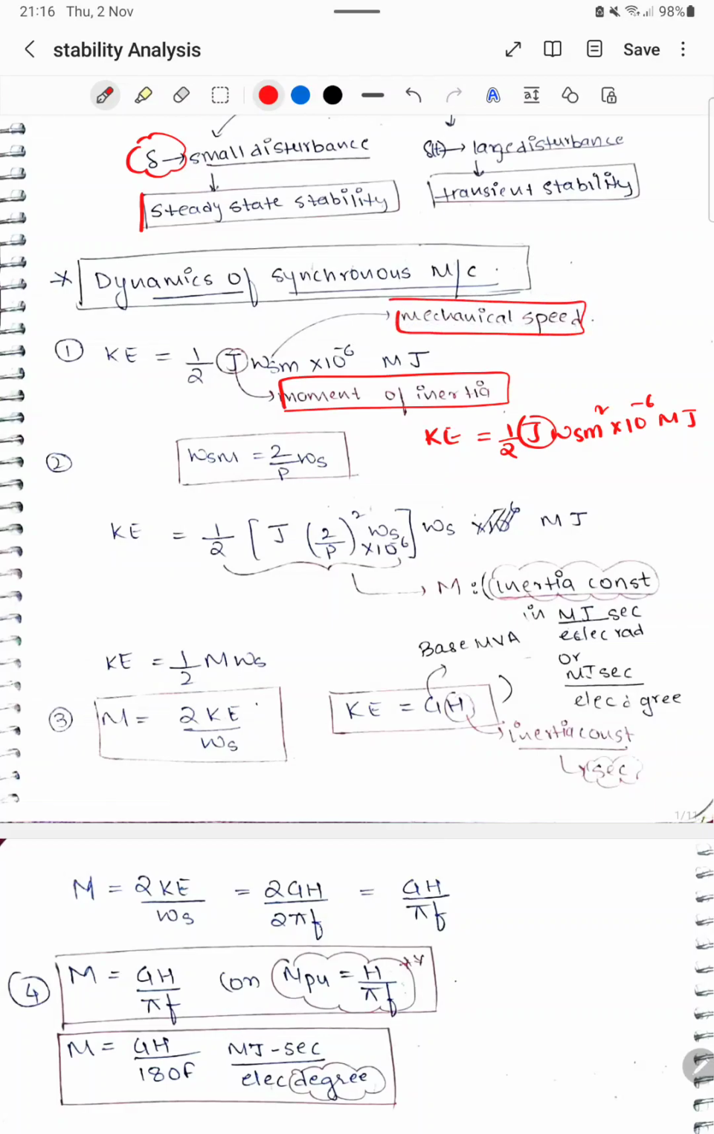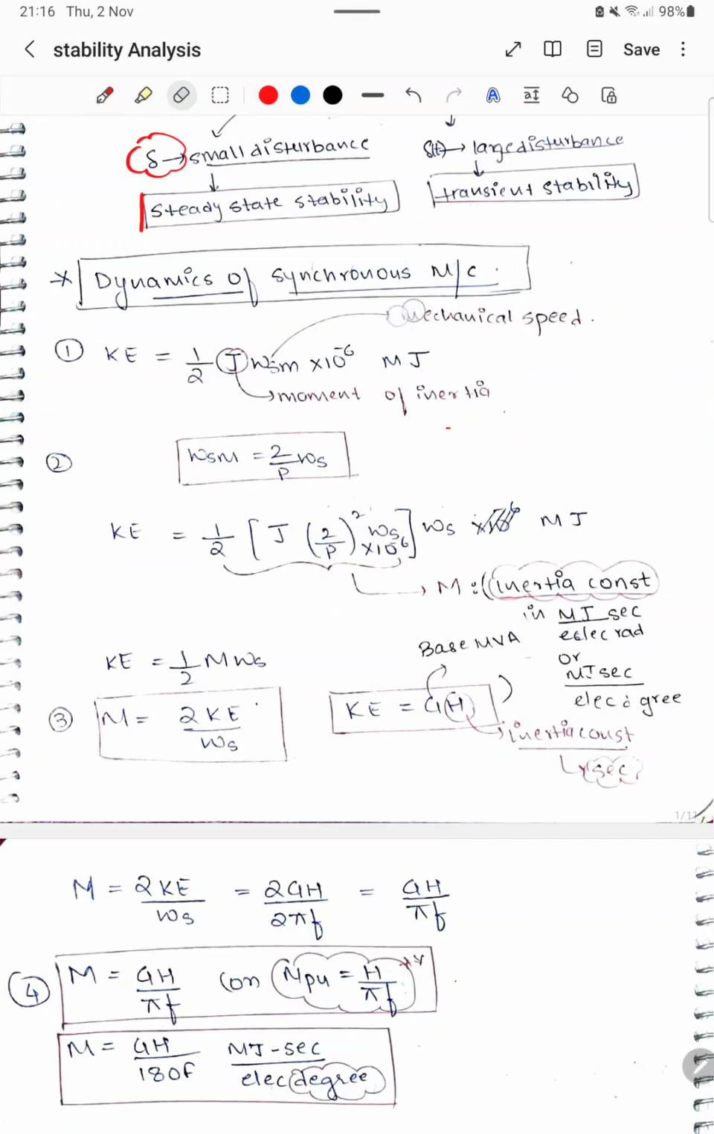Now we are aware that we will not be dealing in the mechanical domain, rather we will convert everything to the electrical domain. To convert to the electrical domain, we use omega mechanical equals 2 by P into omega_s, that is the electrical domain. After substituting this in the formula, it gets converted into half in bracket J (2 by P) whole squared omega_s into omega_s. Inside the bracket there is also the 10^-6 factor, and that whole bracket thing together we call M.